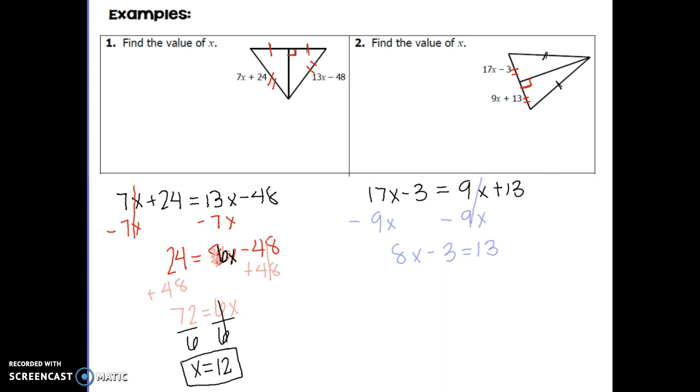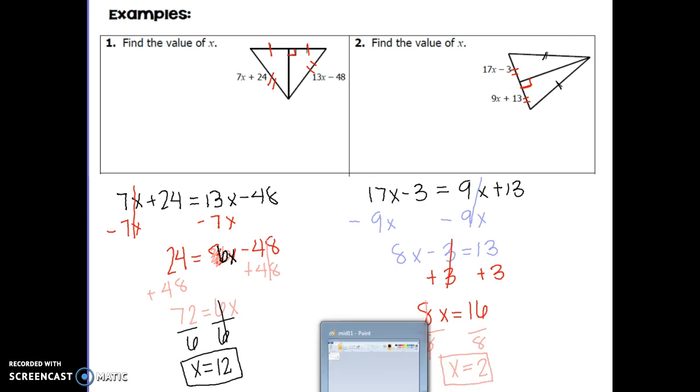We are looking to isolate x. So I'm going to move my 3 over. These are going to cancel. This is going to drop. So I'm going to say 8x is equal to 16. Our final step is to divide both sides by 8. These are going to cancel, and eventually x is going to give me 2.